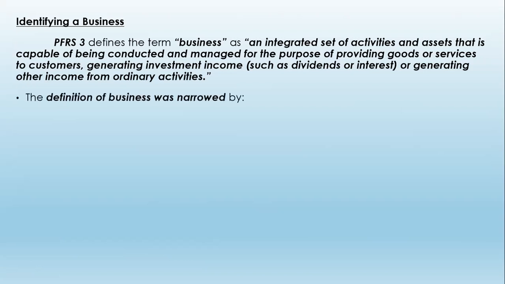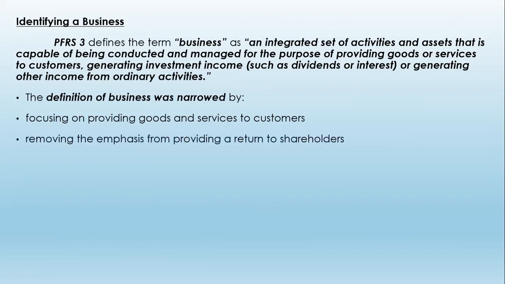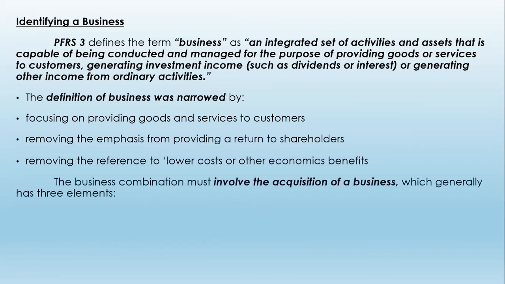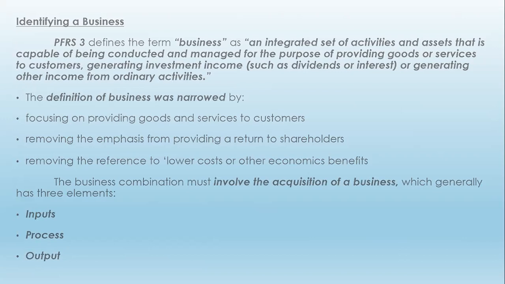The definition of business was narrowed by focusing on providing goods and services to customers, removing the emphasis from providing a return to shareholders, and removing the reference to lower cost or other economic benefits. The business combination must involve the acquisition of a business, which generally has three elements: the inputs, the process, and the output.